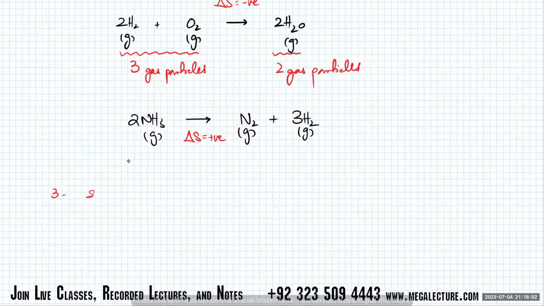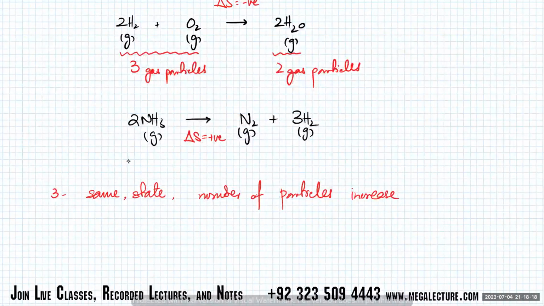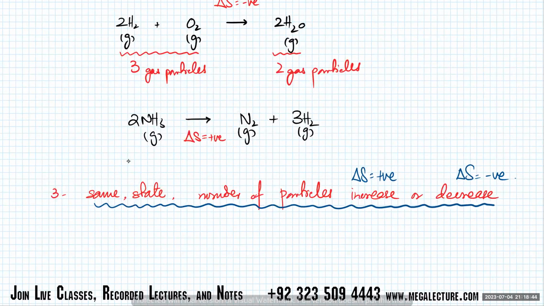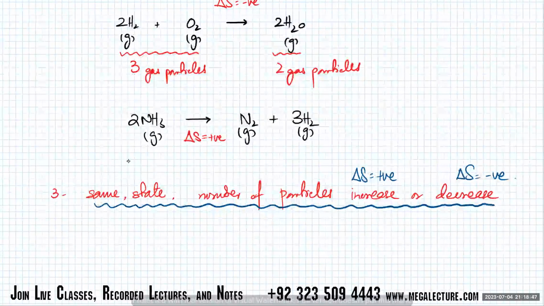if everything is in the same state, so if number of particles increase or decrease, so if your number of particles increase, that just means that delta S is positive. There's more disorder. If it decreases, that means delta S is negative. An example for this one is the example होगा. Let's say I've got, one second.